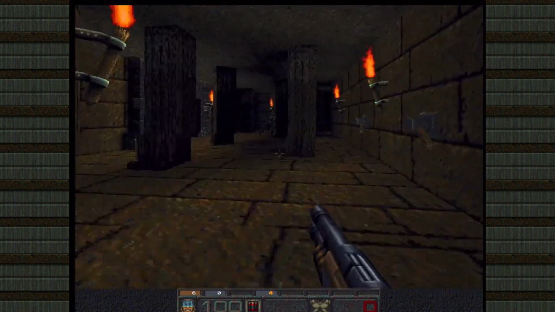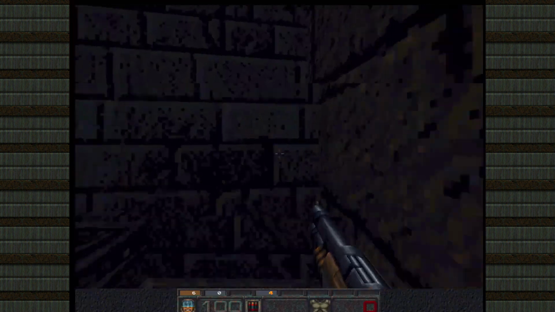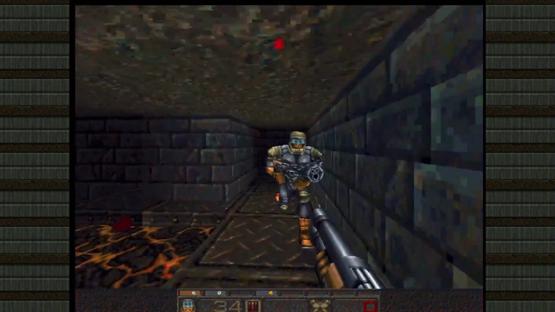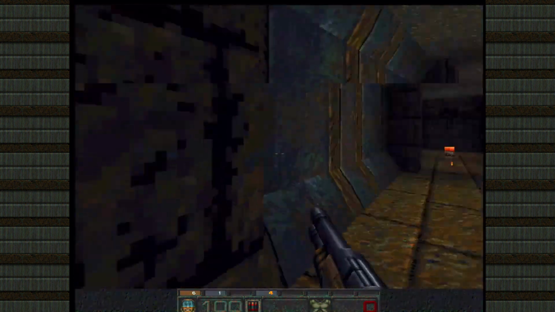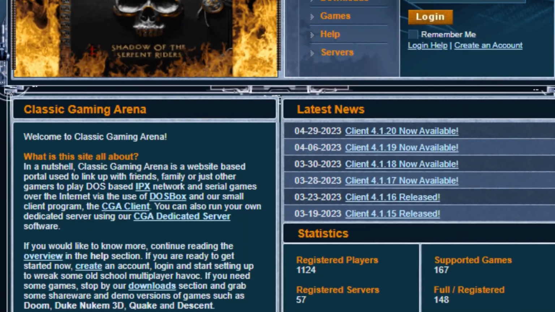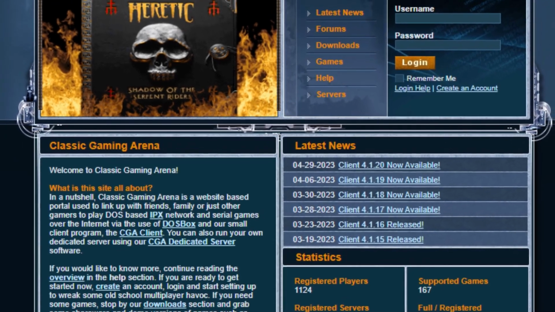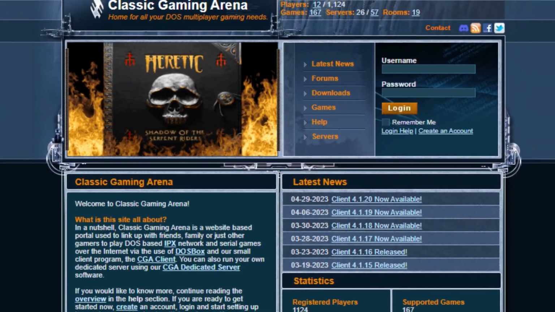So where can you play deathmatch nowadays? Well, here's the thing. Due to the game's obscurity, it can be difficult to find players interested in multiplayer. However, I do recommend checking out Classic Gaming Arena to get started.